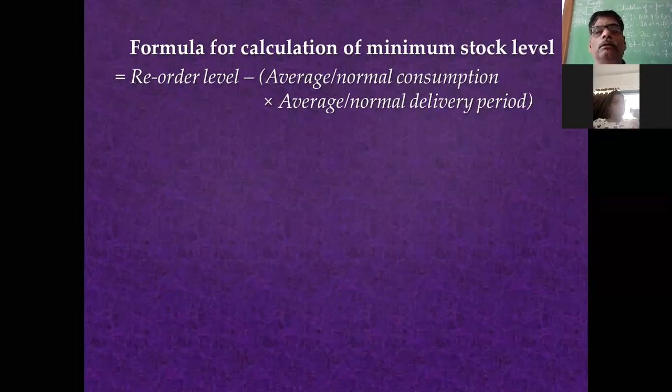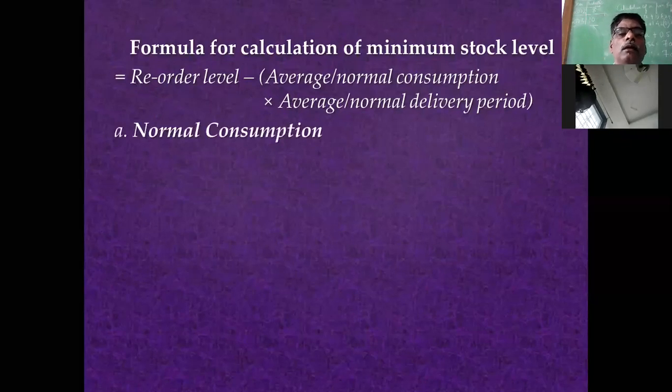I will explain the same example. Maximum consumption is 300 per day. Maximum delivery period is 14 days. You multiply that: 4,200. Out of 4,200 quantity, there is the average consumption daily. If you consume at an average rate, average consumption is 250, that is 300 plus 200 divided by 2. Average consumption 250 into average delivery period of 12 days: 12 into 250 is 3000. 4200 minus 3000 is equal to 1200, which is the minimum stock level. You have to maintain a minimum of 1200 quantity.